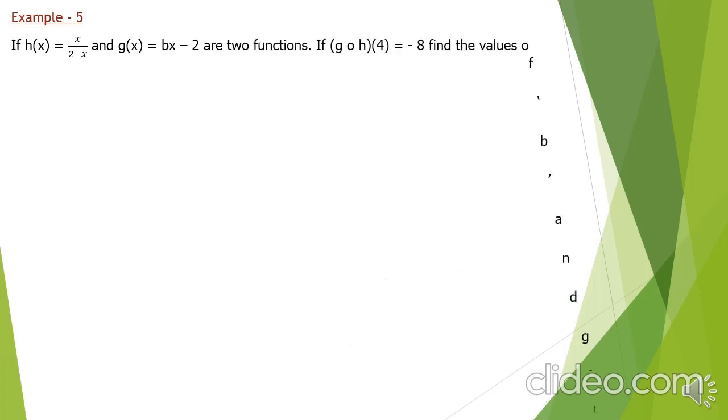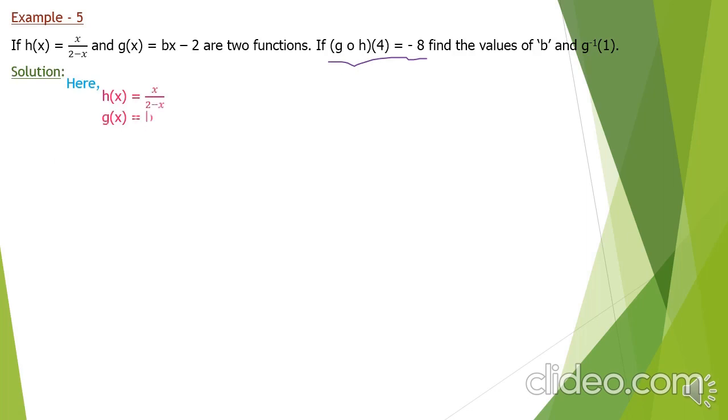Example 5, which is on your screen. Now in the question, there are two functions and there is one given condition. You can see the given condition. Now we apply this given condition and we have to find the value of b. First we have to find the value of b, and now you can see the solution.